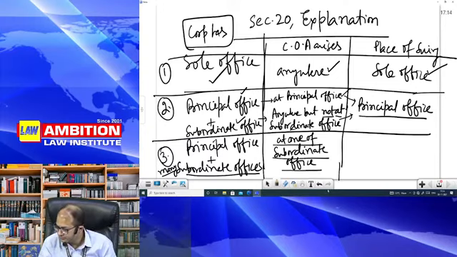Now number two. In case of a corporation which has its sole office and no subordinate office, in that case, the first situation, place of business will be deemed to be where the sole office is located.